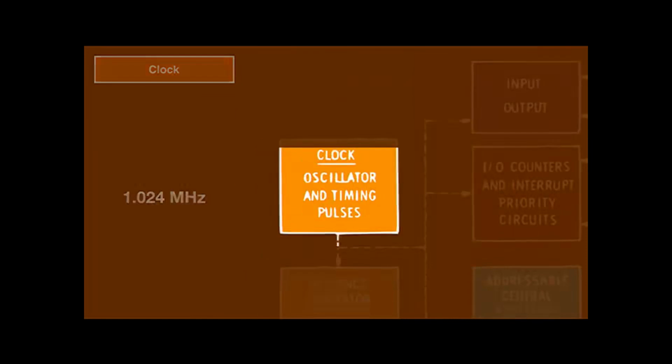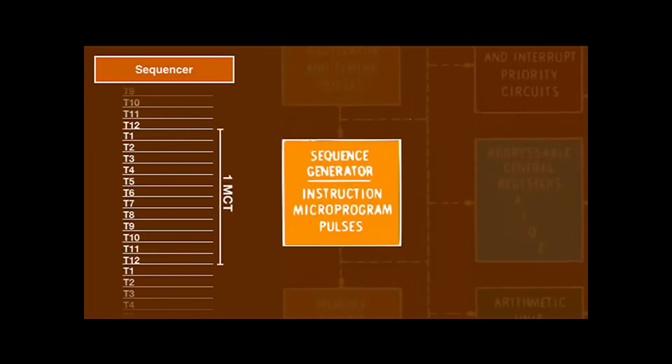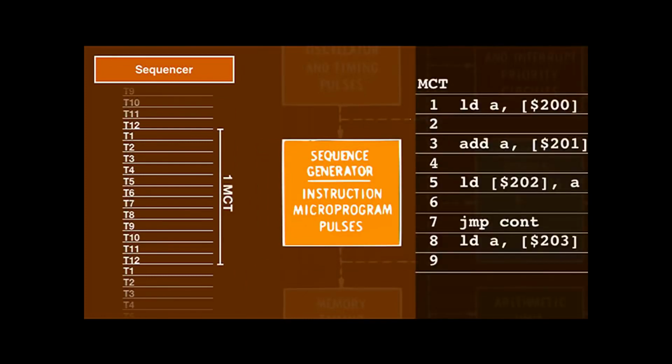The main clock of about 1 MHz feeds into the sequence generator, which keeps cycling through 12 stages, which is 1 memory cycle, MCT. Instructions usually take as many memory cycles as they need memory accesses, so load, add, and store take 2 cycles, and jump takes 1. The sequence generator contains a collection of 12-step microprograms for each MCT for each instruction, like this one for the load instruction.